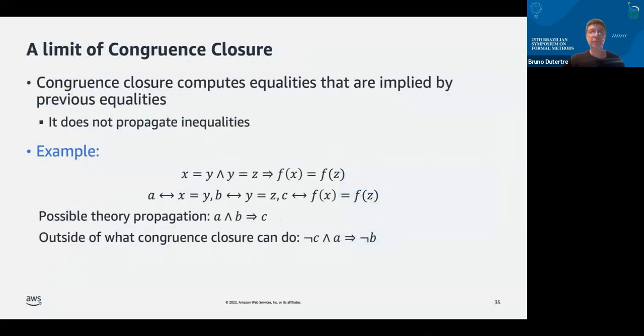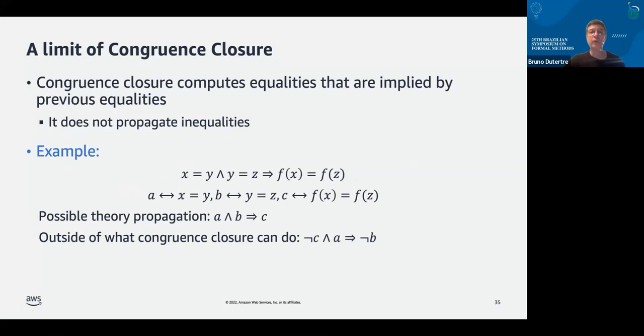So one problem with congruence closure is that it is entirely based on equalities. Congruence closure is a tool for computing implied equalities that are derived from previous equalities. Here is an example. You see this axiom of congruence: x equals y and y equals z implies f of x equals f of z. That's true by congruence and equality reasoning.